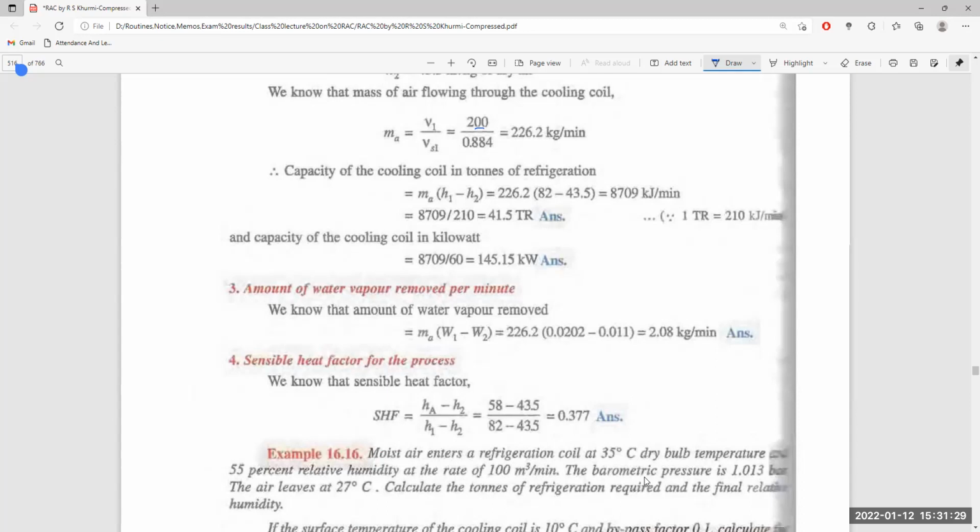Sensible heat factor for the machine. Sensible heat factor is the enthalpy at the apparatus dew point minus the enthalpy of the outlet air, divided by the enthalpy of the incoming air minus the enthalpy of the outgoing air. That is 58 minus 43.5 divided by 82 minus 43.5, which is equal to 0.377.